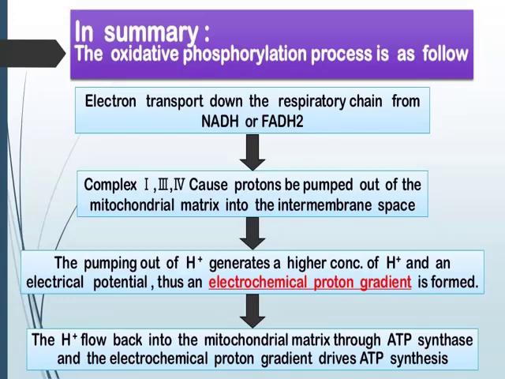So in summary, the process of oxidative phosphorylation includes the flow of electrons through the chain, which ultimately causes the complexes to pump hydrogen ions or protons into the mitochondrial intermembrane space. As protons are pumped out, an electrochemical proton gradient is created. This causes the protons to be pushed back into the mitochondrial matrix, and as they push back, they cause rotation of complex 5, or ATP synthetase. As the ATP synthetase rotates, it generates ATP.